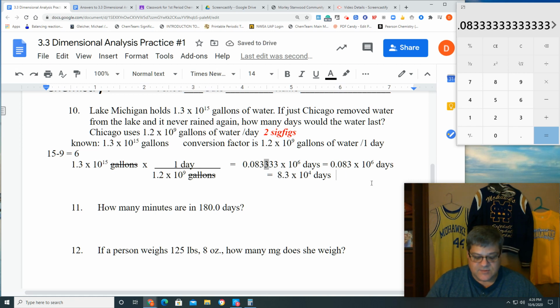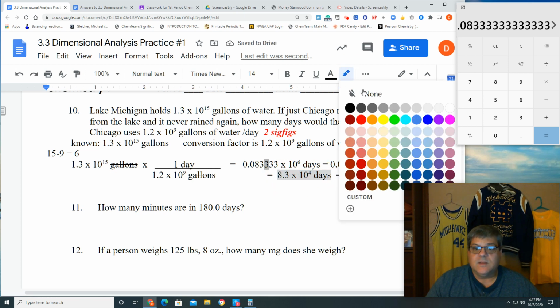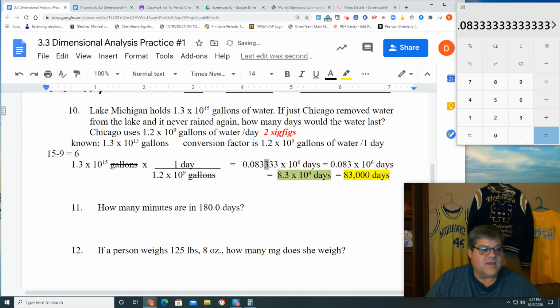If I wanted to bring that out just to a standard notation, I could bring that to 8.3, and then we're going to move it 3 more zeros. And it's going to be 83,000 days. That makes sense. Well, that just means there's a lot of water. Since we're using a lot of water in Chicago, there would be a lot of water there. So we could go ahead and highlight those. And both of those would be correct. We would accept either one of those. So that's how we do number 10.